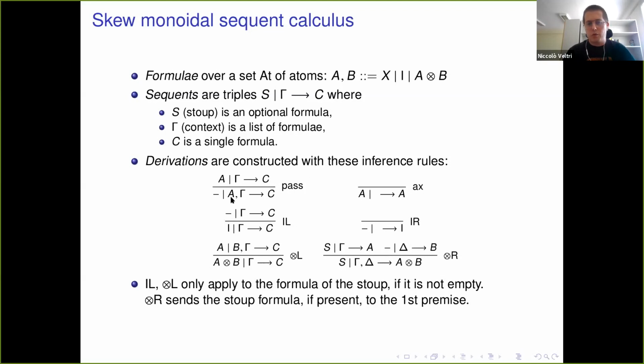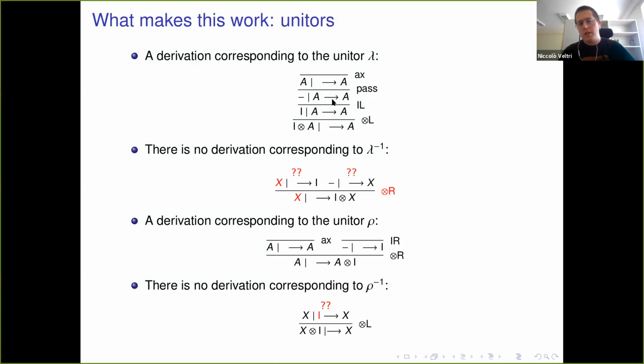Then there is also the rule pass, which, if you read it again bottom up, allows you to move the leftmost formula in the context into the stup position. Okay, so let's see some examples of what you can do with this calculus. The idea here is that you get a skew monoidal category, so you should be able to derive some sequents that correspond to the unitors and associator of skew monoidal category, but you shouldn't be able to derive their inverses, and that's why we have all these restrictions in the calculus.